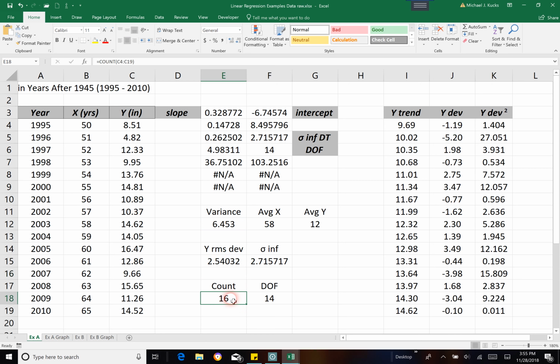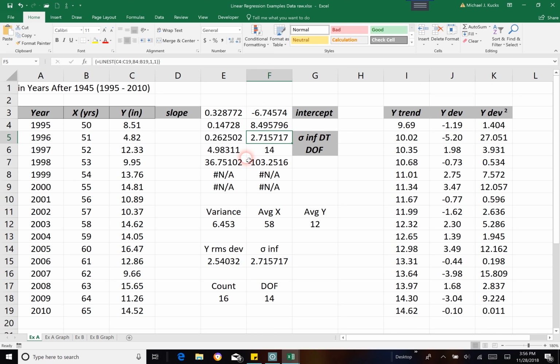And then we found that we had 16 data points. We counted the number of data points. Degrees of freedom is 2 less than that, 14. We found that that number was here on our output from the LINEST command. And then we multiplied by our conversion, or our correction factor, to get the inferred population standard deviation, which was this number here, this 2.7157. And we found that that matched the number up here in our LINEST output, right here in this location.